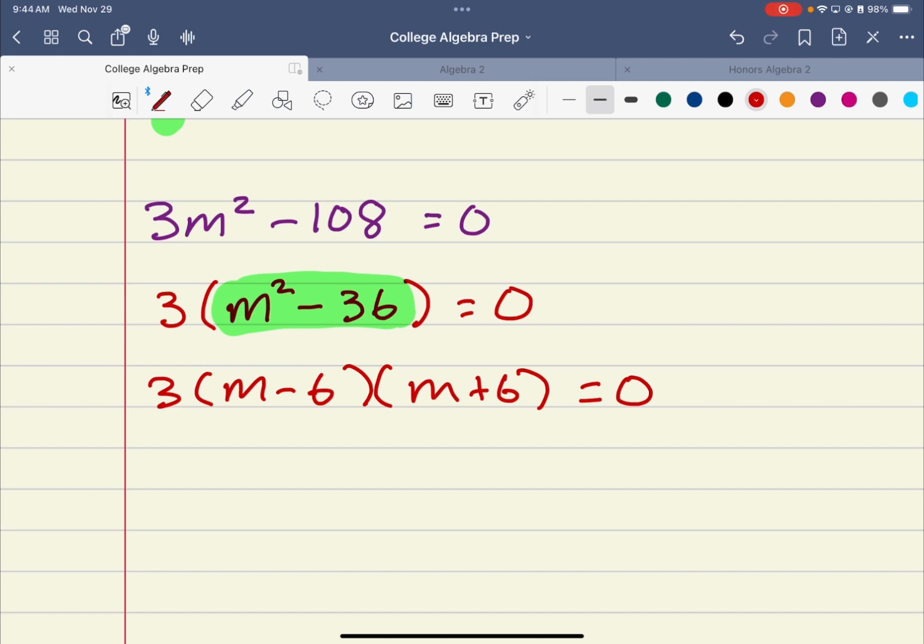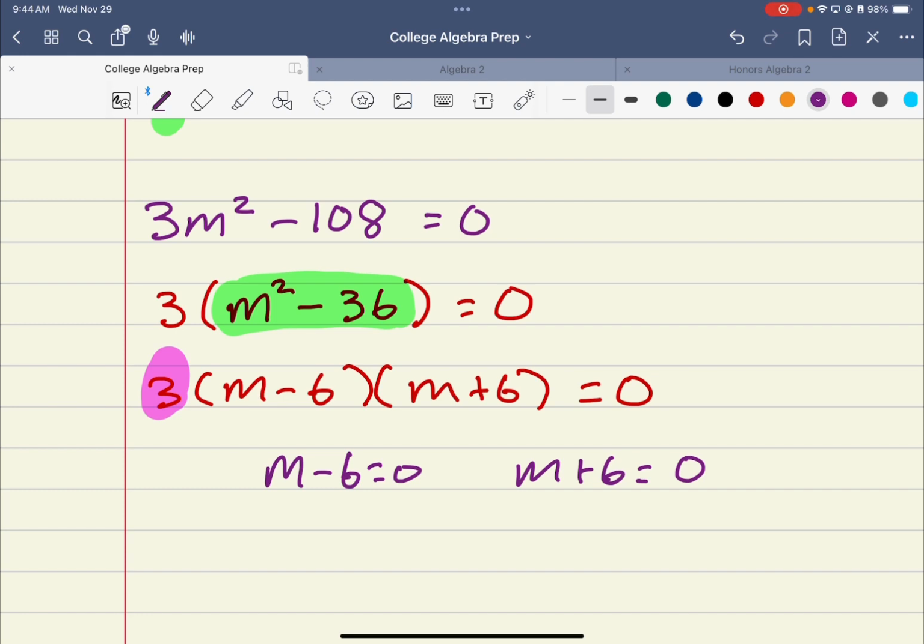Is there another way to do this one? Yes. You could just say m squared minus 36 equals 0 and solve that, but we're factoring, so let's just factor. So now the 0, now we use the property. Because the 3 doesn't have a variable with it, we don't do anything with it. So all we're going to do is do the m minus 6 equals 0 and m plus 6 equals 0.